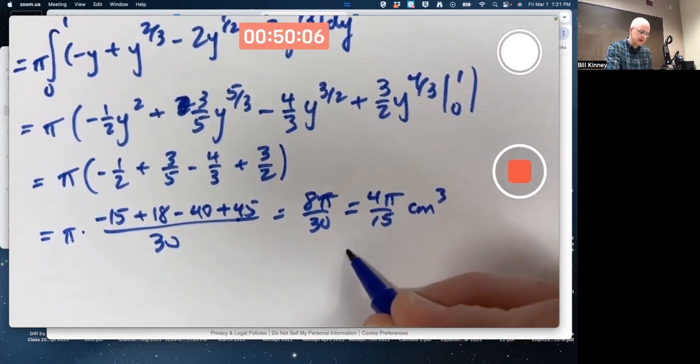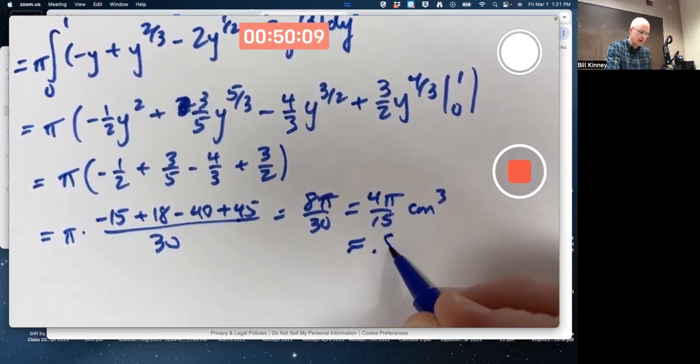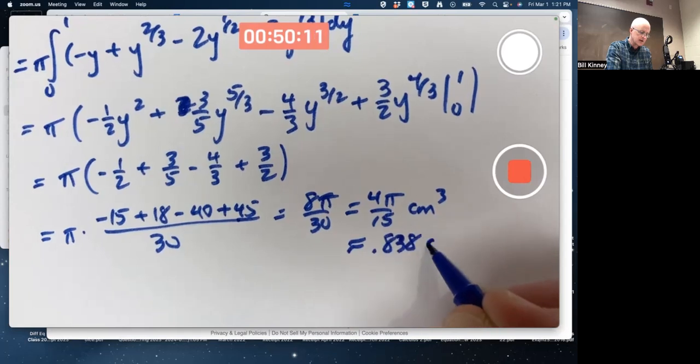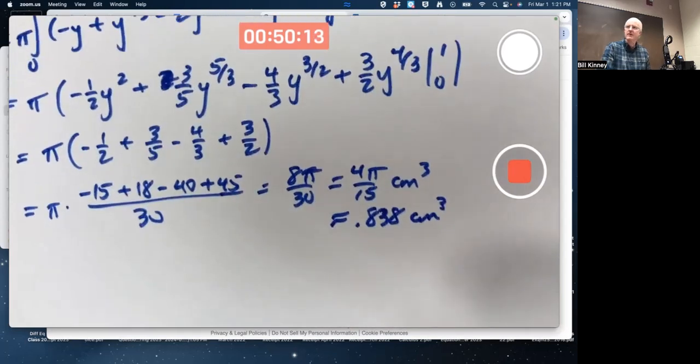I approximated that with my calculator in the last class. It's about 0.838 cubic centimeters. Slightly bigger in volume than the other example.